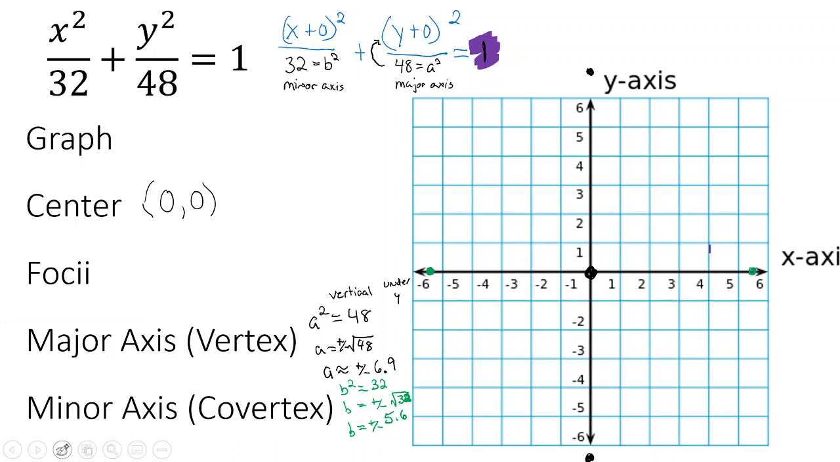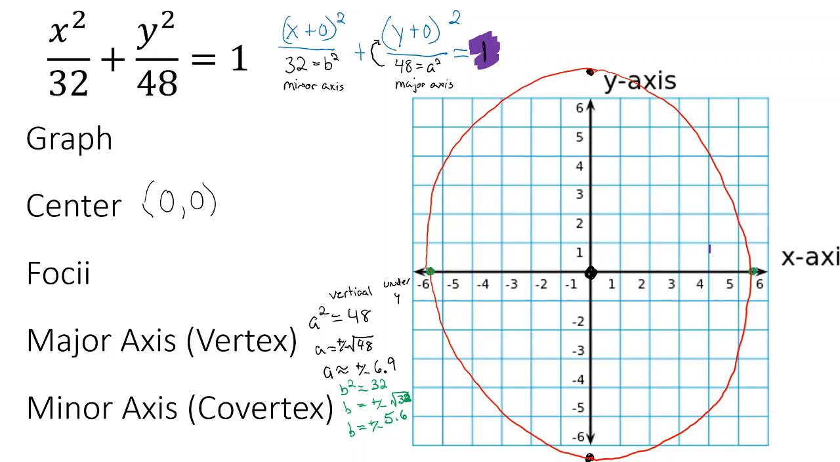And now what I can do is connect the dots in kind of a circular elliptical fashion. This looks pretty close to a circle because 32 and 48 are pretty close numbers, but it's actually not circular. It's actually elliptical. So there's my ellipse.